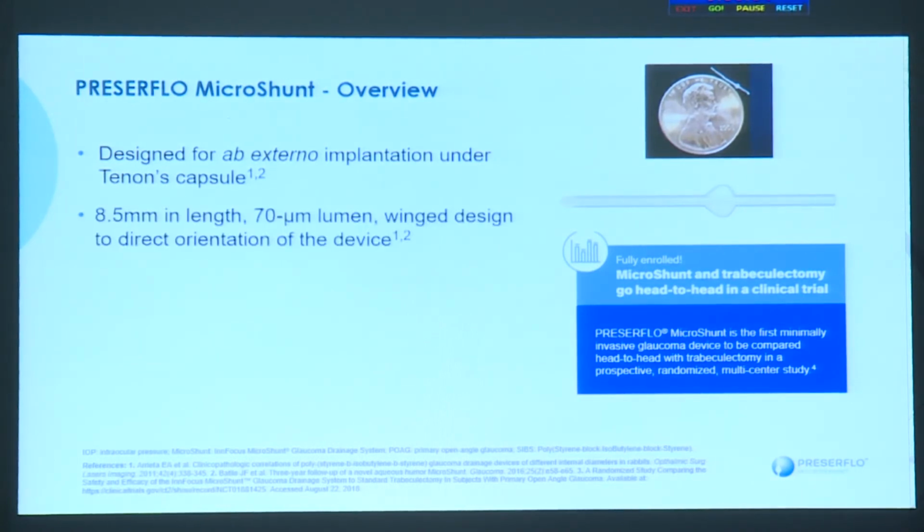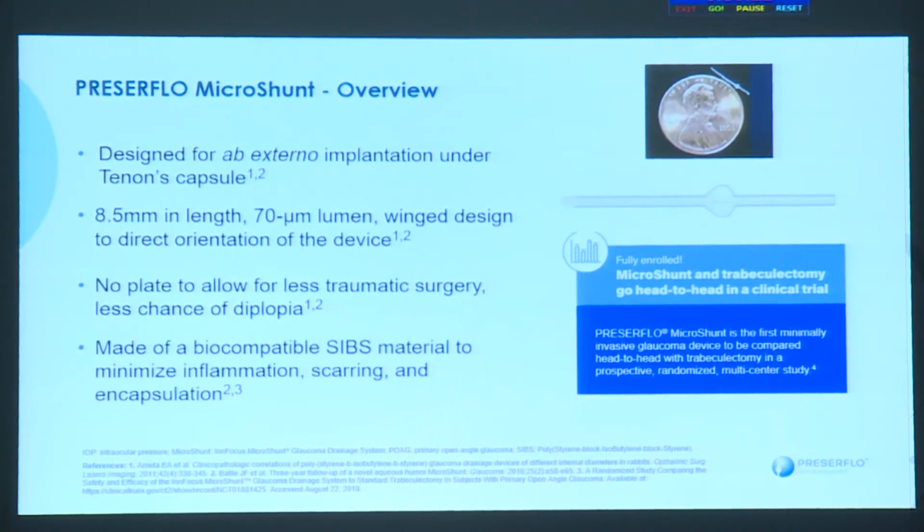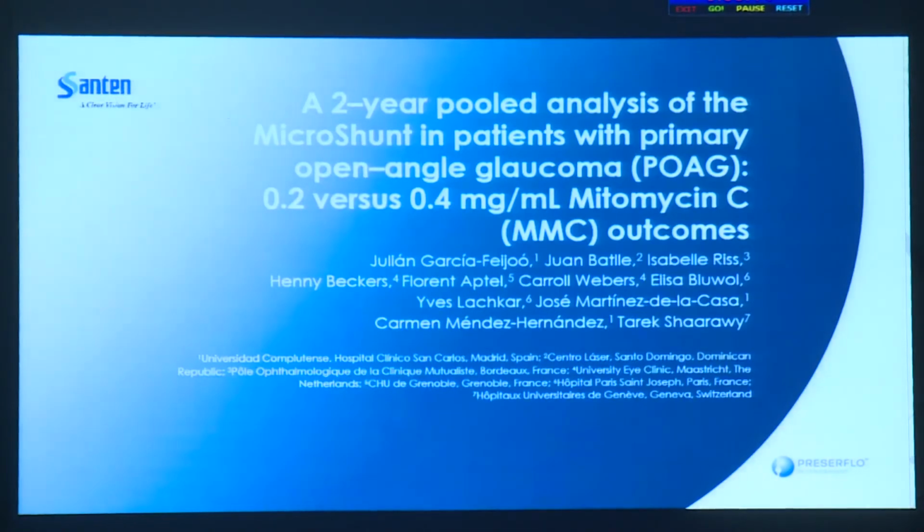It's 8.5 millimeters in length. It has a 70 micron lumen, has a wing design to direct the orientation of the device. It doesn't have a plate, so potentially it's less traumatic than a tube shunt surgery. And it's made of a biocompatible material that's a mix between silicone, rubber, and polyurethane. So the large randomized clinical trial of this device is still in the works. We don't have the data for that.